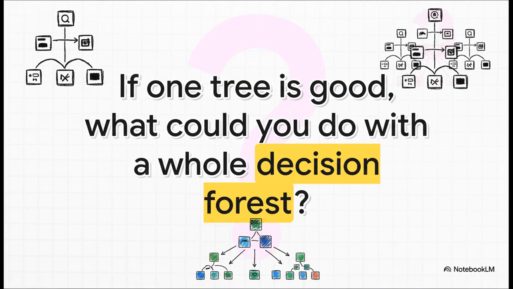And that leads us to one last really interesting thought. We've seen how a single tree works. It's pretty powerful, but it can make mistakes. So that begs a fascinating question. If one tree can give you a decent answer, what could you accomplish if you combine the votes of hundreds or even thousands of different trees? What happens when you decide to build an entire forest?